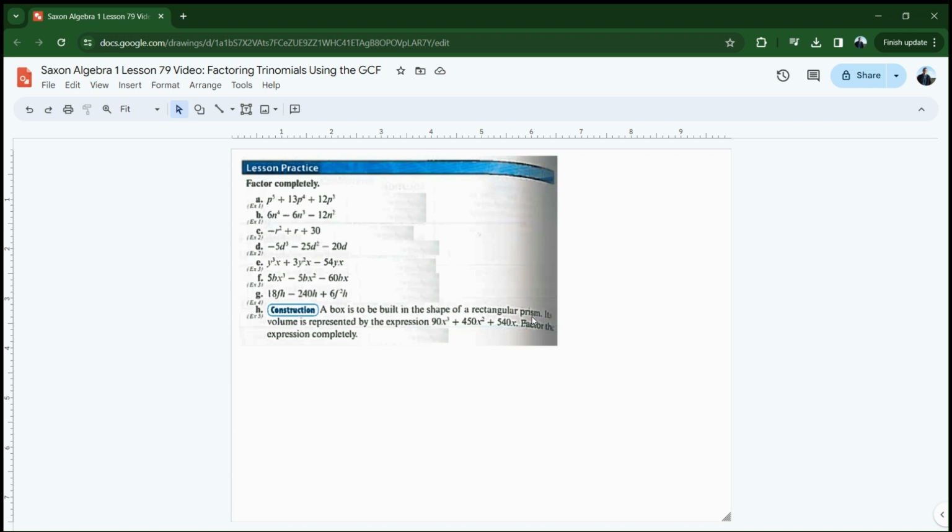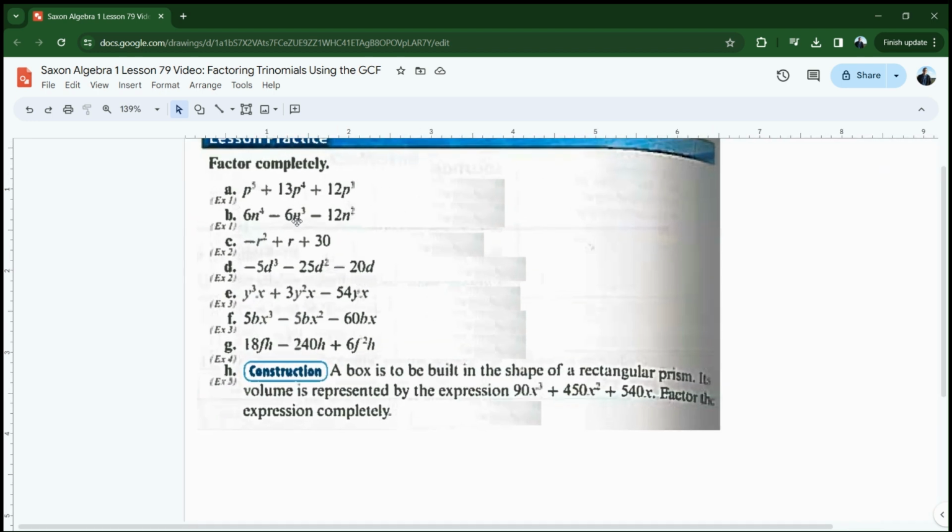Hey, algebra students. In this lesson, we are going to be factoring trinomials using the greatest common factors of the three terms in the trinomial. Here's what I mean by that. Take a look at letter A. p to the fifth plus 13p to the fourth plus 12p to the third.